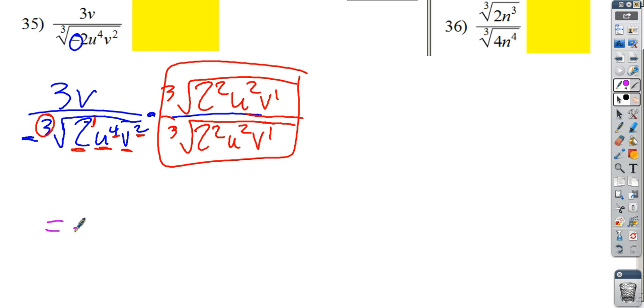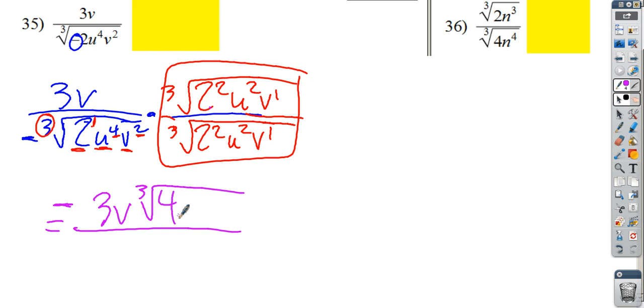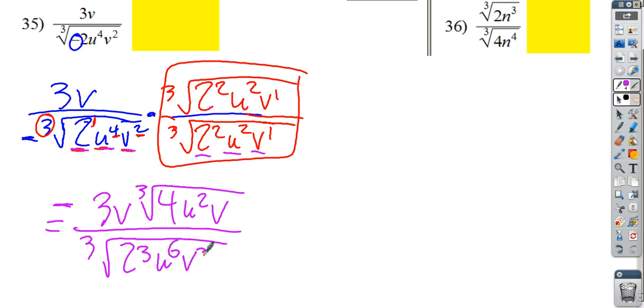We still have this negative here, so I'll just make that negative. The top really can't be simplified. We're going to have 3v times the cube root of, let's just make 2 squared into 4, and then we have u squared v. Okay, the bottom becomes the cube root of 2 to the first times 2 to the second is 2 to the third. U to the fourth times u to the second is u to the sixth. V to the second times v to the first is v to the third. Okay, and now we can simplify that.